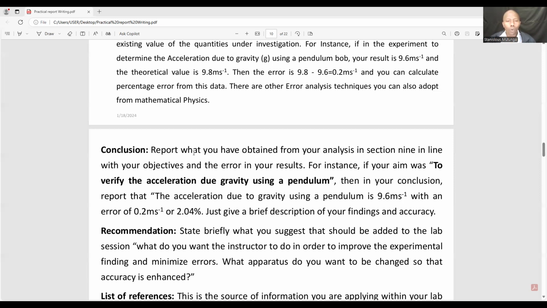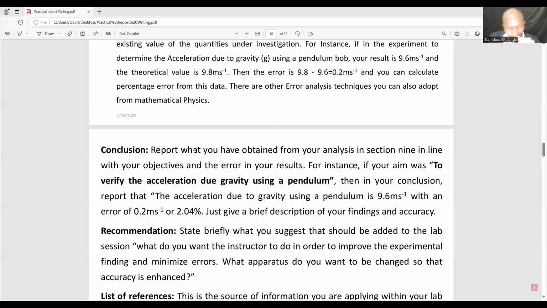Now, what do I want to be done within the lab? What do I want to be added within the lab session? What can I suggest for the lab to implement, so that if I go back to the lab to try the same experiment, I can get something which is almost equal, both the theoretical and the practical? That's the time we go to the recommendation part, where you state briefly what you suggest should be added to the lab session. What do you want the instructor to do in order to improve the experimental finding and minimize errors? What apparatus do you want to be changed so that the accuracy is enhanced?